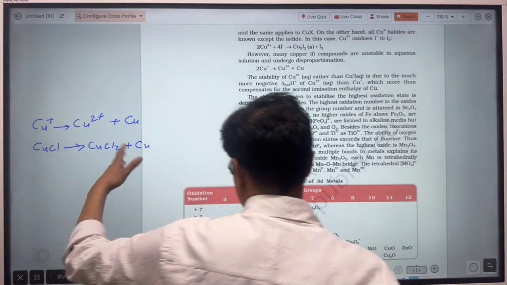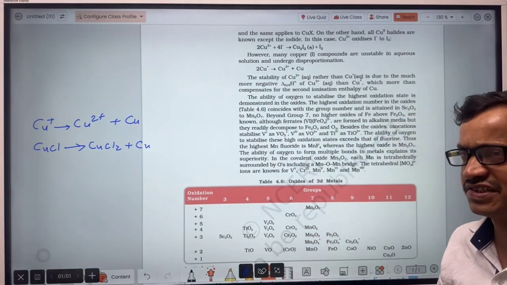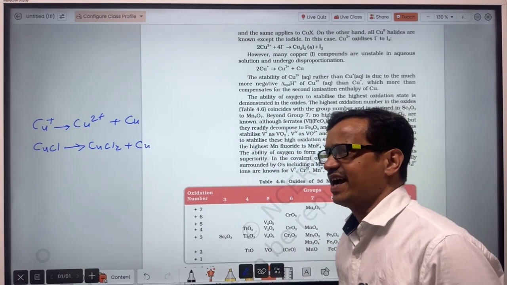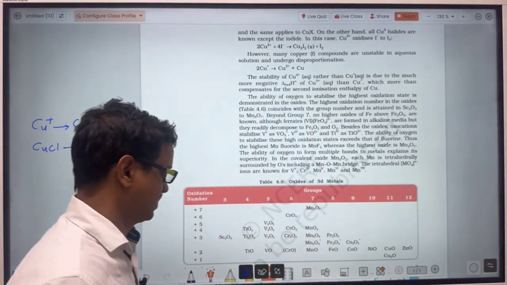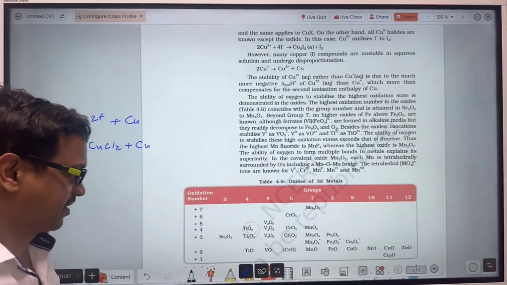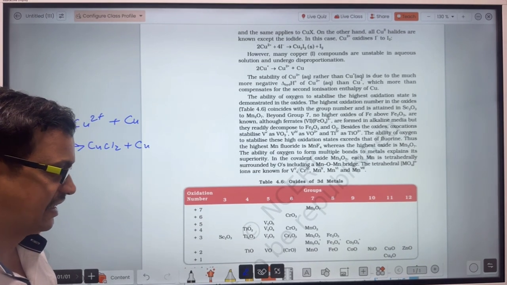That was about the oxidation state shown by the transition metals when they have combined with halogens. Now we will discuss the oxidation number shown by the transition metals when they combine with oxygen.